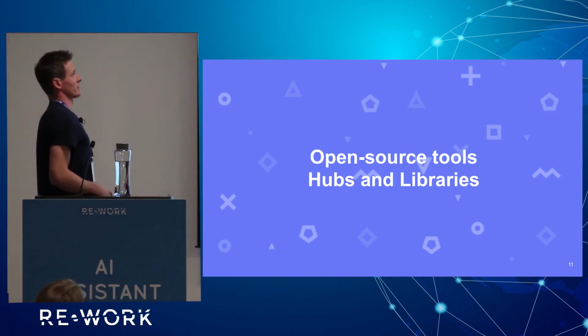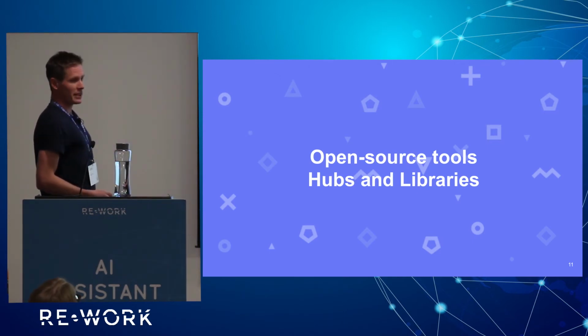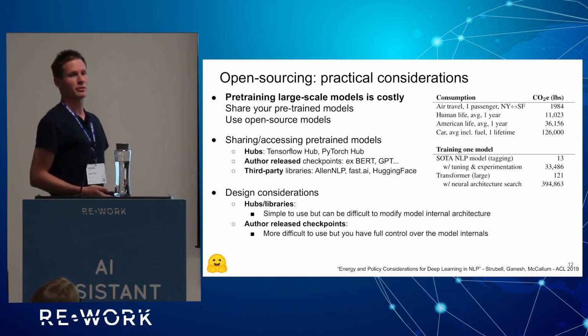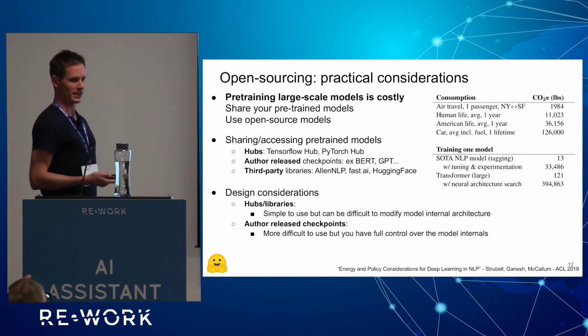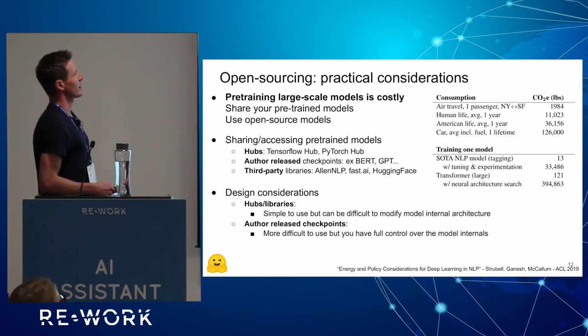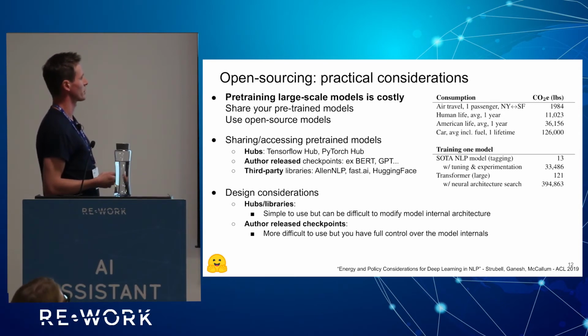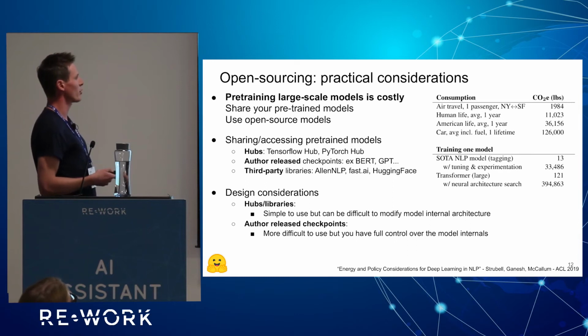Now, how can you use these models? They are very costly to pre-train because we pre-train them on huge data sets. So you should probably use open source, already released models if you can. There are many ways you can share them: hubs, third-party libraries, or author-released checkpoints. They have advantages and drawbacks.